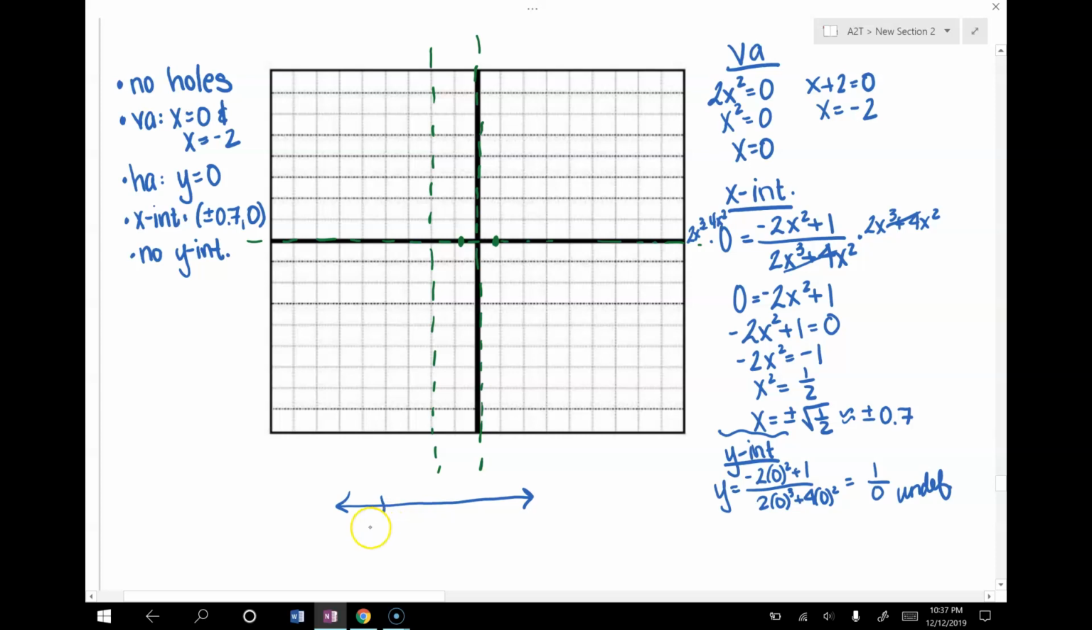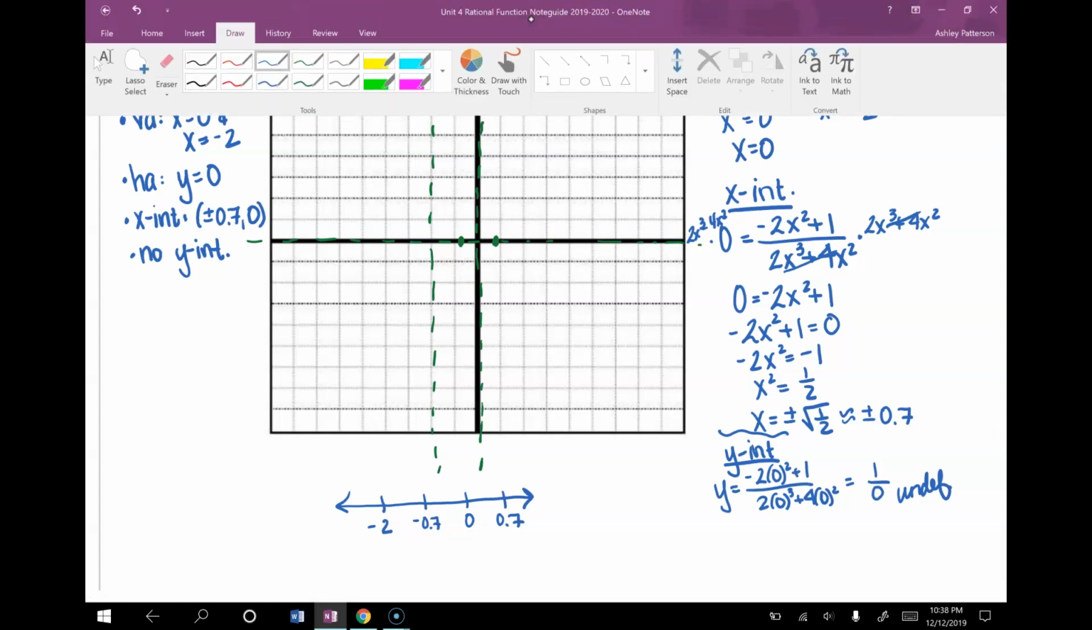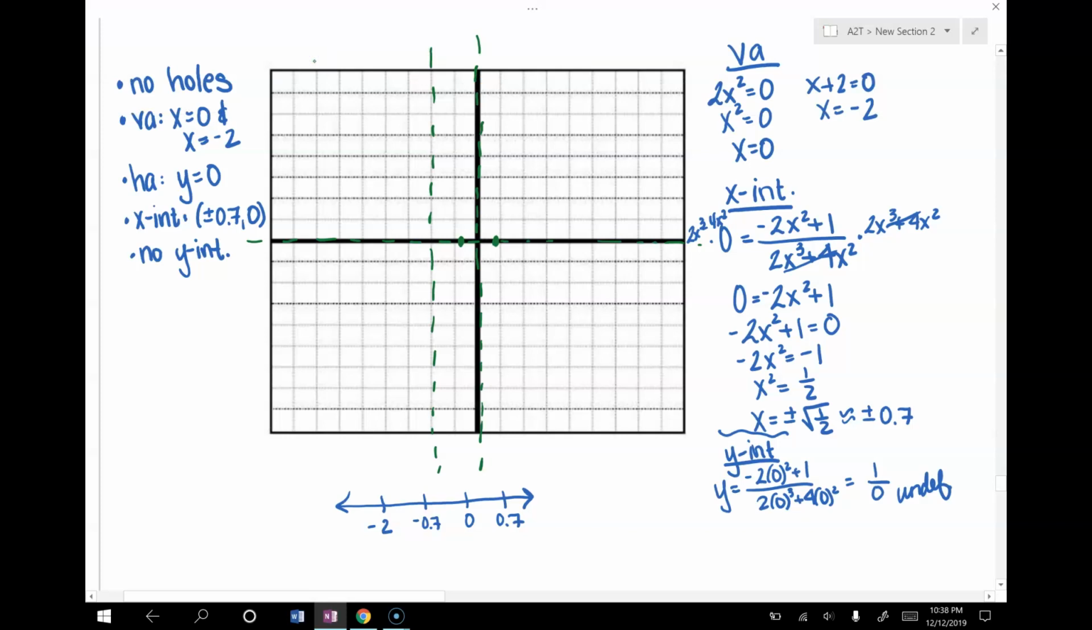So I have a vertical asymptote at -2, and then I have an x-intercept at -0.7, and a vertical asymptote at 0, and then another x-intercept. And I need to know, is my function above or below the x-axis to the left of my vertical asymptote, in between my vertical asymptote and the x-intercept, and so forth? It might be helpful to actually draw these on your number line.